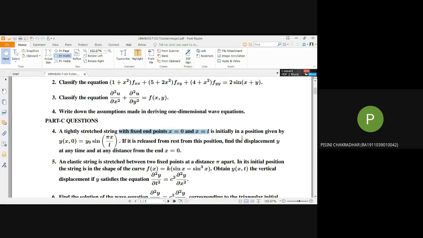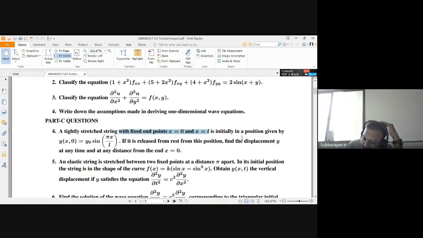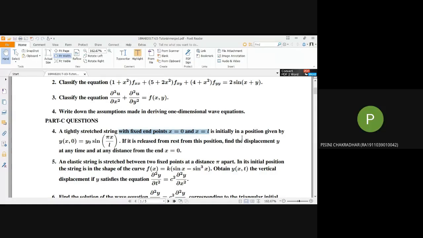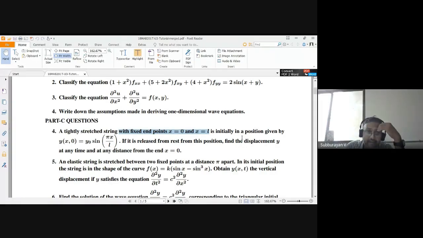b1 is y0. Very good. b1 equal to y0, and b2 equal to 0, b3 equal to 0. Remaining all are 0. In general, bm equal to 0 for all m greater than or equal to 2. We calculated b1 equal to y0. Then what is your solution y of x comma t here?